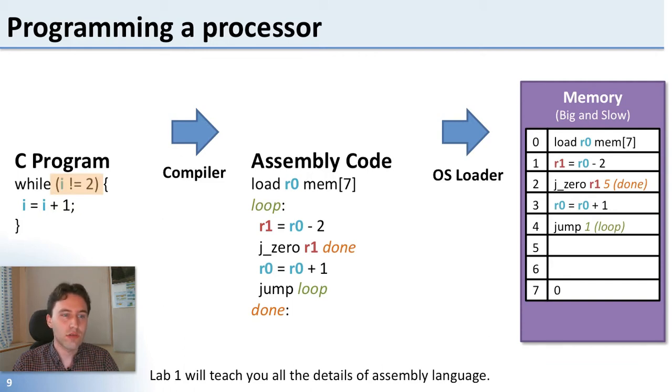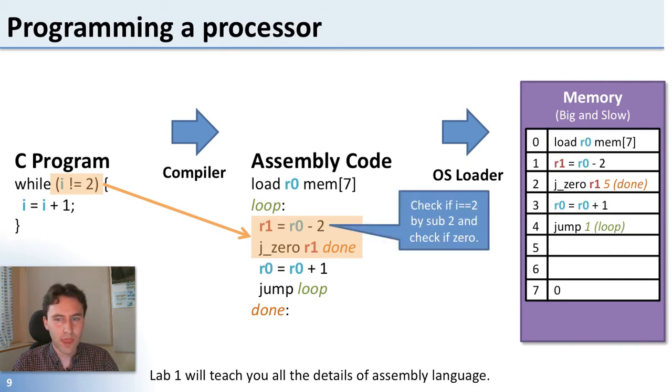Here's another thing to look at. While I does not equal 2, how do we decide if I does not equal 2? Well, here's the assembly code. We do a subtraction. We say register 1 equals register 0 minus 2, and then we jump if 0 to somewhere else. So we're checking if I equals 2 by subtracting 2 and checking if the result is 0. If the result is 0, we jump to this done instruction here, and if the result isn't 0, we keep going until we go back around to the loop.